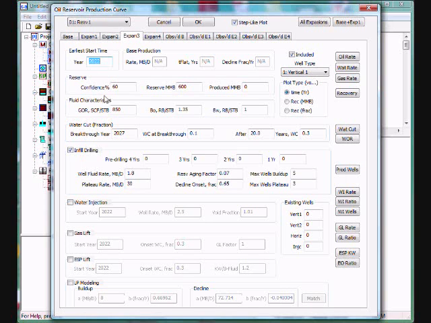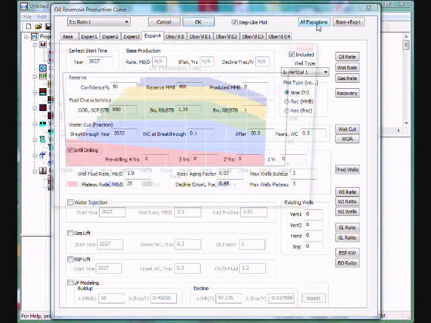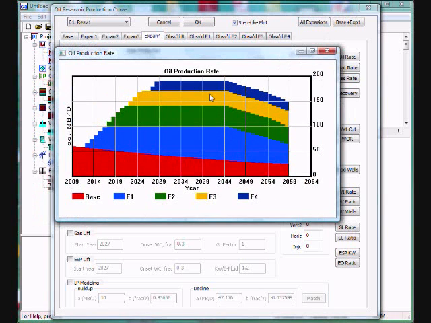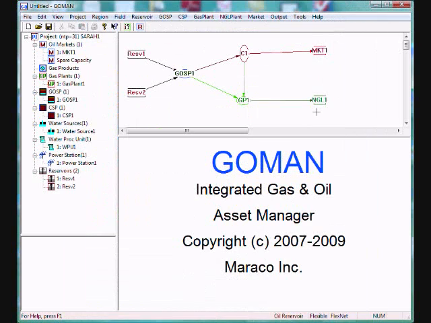So we'll see what the main characteristics for expansion number 3 are. For example, we have expansion number 3 starting at year 2022 and expansion number 2 in year 2027. So we can click here on all expansions and see what will be the overall production as a function of time from this reservoir for each of these expansions.